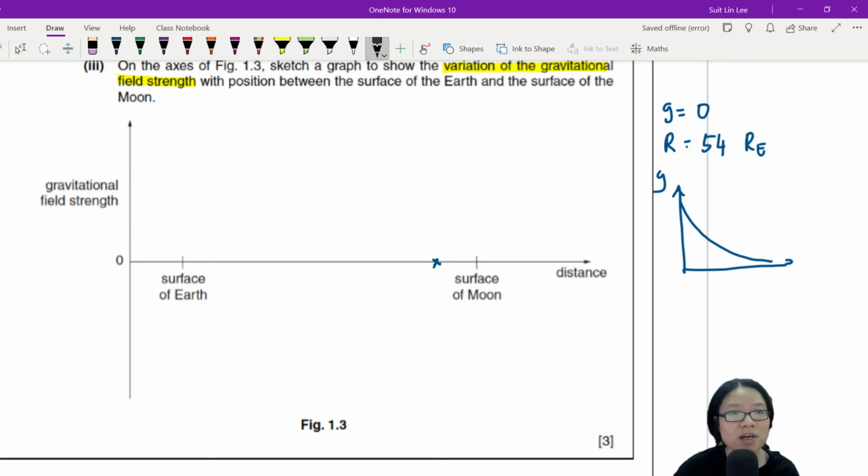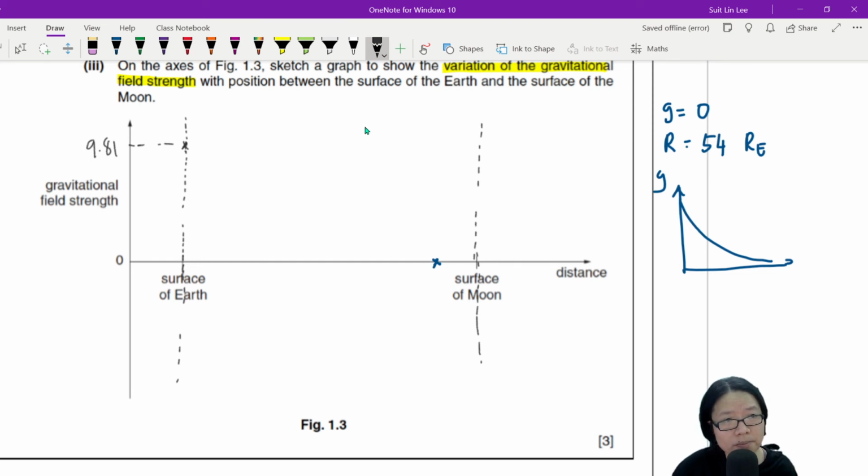Right? So now we're going to have to draw this shape again, but because of the resultant field. They say to draw between the surface of the Earth and the surface of the moon. So I'm going to start from the surface of the Earth. On the surface of the Earth, it is pretty close to our good old 9.81, because we know this already. And then after that, this one will drop, decreasing until it hits 0, something like this, to follow the shape.